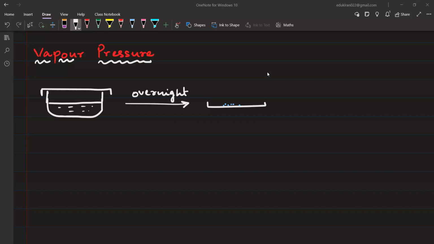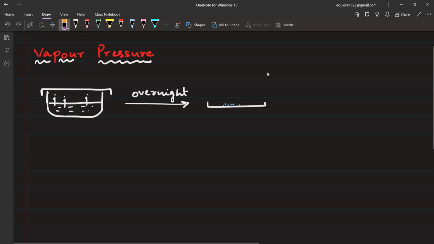Now, obviously, where does this water come from? This water is coming from the water that is present in the container. Water at each and every temperature will evaporate, and when it evaporates, it gets converted to vapors. These vapors, which are gaseous molecules, travel very fast, hit the surface of the lid and then condense to water.